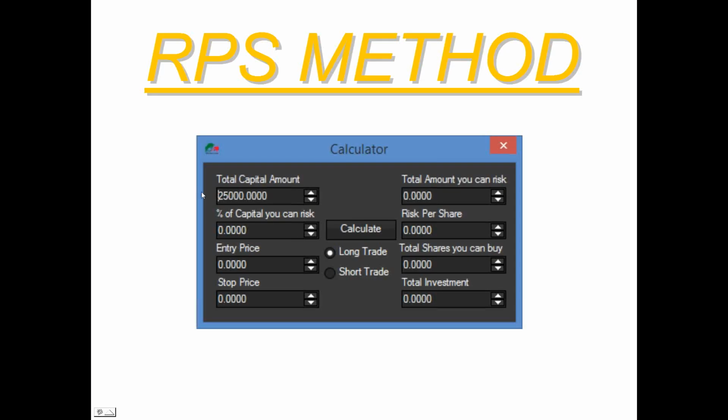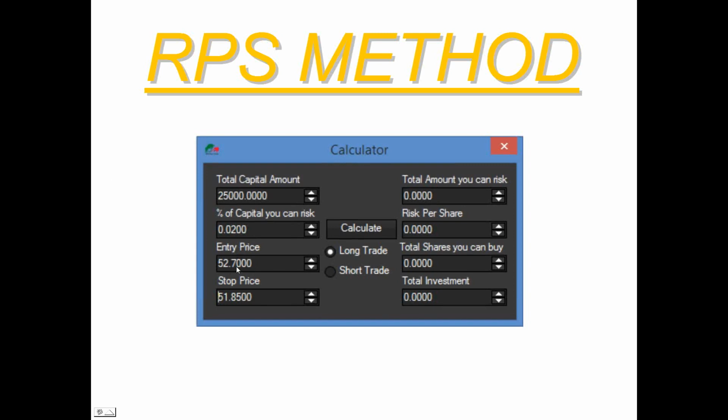For example, one last time, if you have $25,000, your risk is 2%. Let's say your entry price is 52.70. Your stop price is 51.85. You calculate and look at your total investment. You can buy 588 shares, maybe round it off to 590 or 600, and it's going to cost you roughly around $31,000. But how much money do you have? You have $25,000. So this is where students would say, well, this doesn't work. It's improperly calculating stuff for me. I can't trade this. Well, yeah, it just means that the formula doesn't know the prices of your stocks coming into it. You have to input that in.